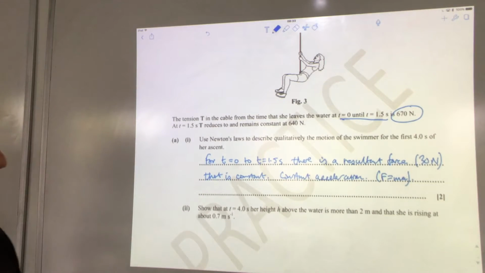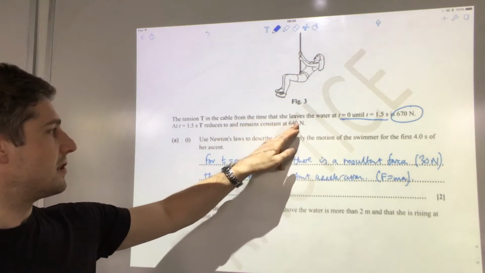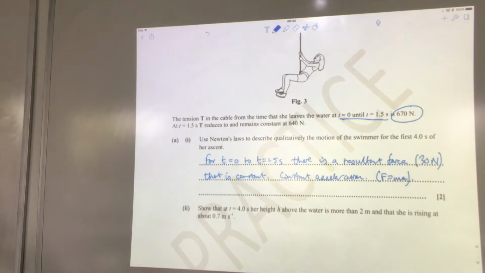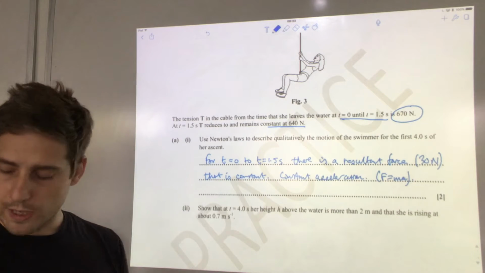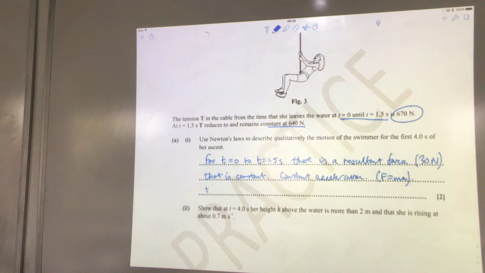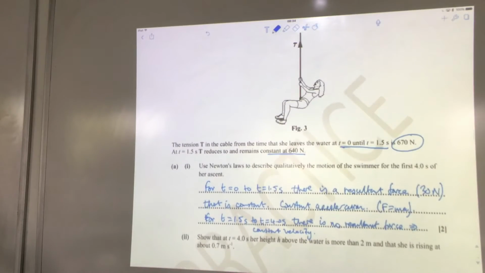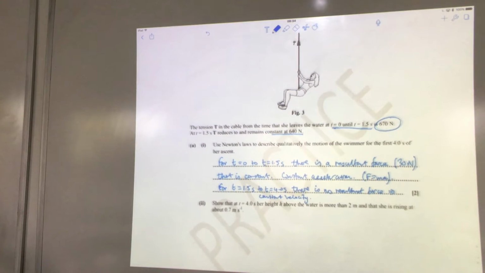Second thing is, after that, the tension reduces to 640 newtons and remains constant at 640 newtons. That's equal to the weight. So for t equals 1.5 seconds to t equals 4 seconds, there is no resultant force, therefore constant velocity.